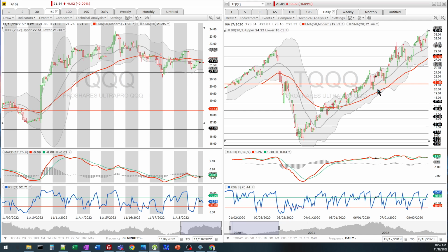Here are the contact points. You see this right here? You see that wick right here? That's a contact point. This is a kind of consolidation back test point.